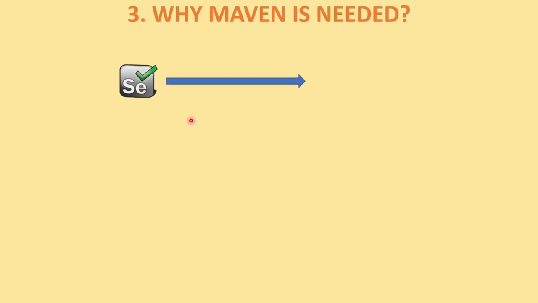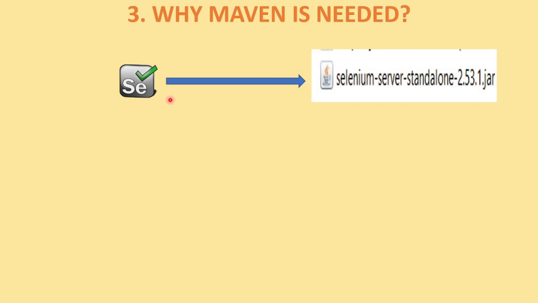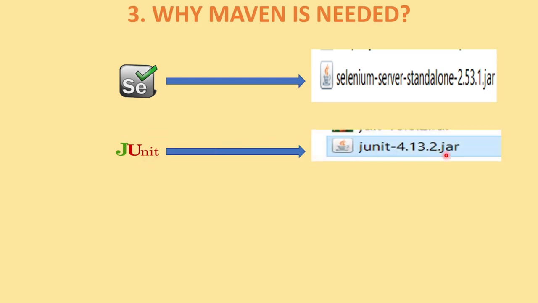For example, if you are writing any Selenium script in Java, you need the Selenium server standalone jar file to be added inside your project. If you are writing a JUnit test script inside your Eclipse, while executing the Java test script, you are using JUnit. So you need to use the JUnit jar file.